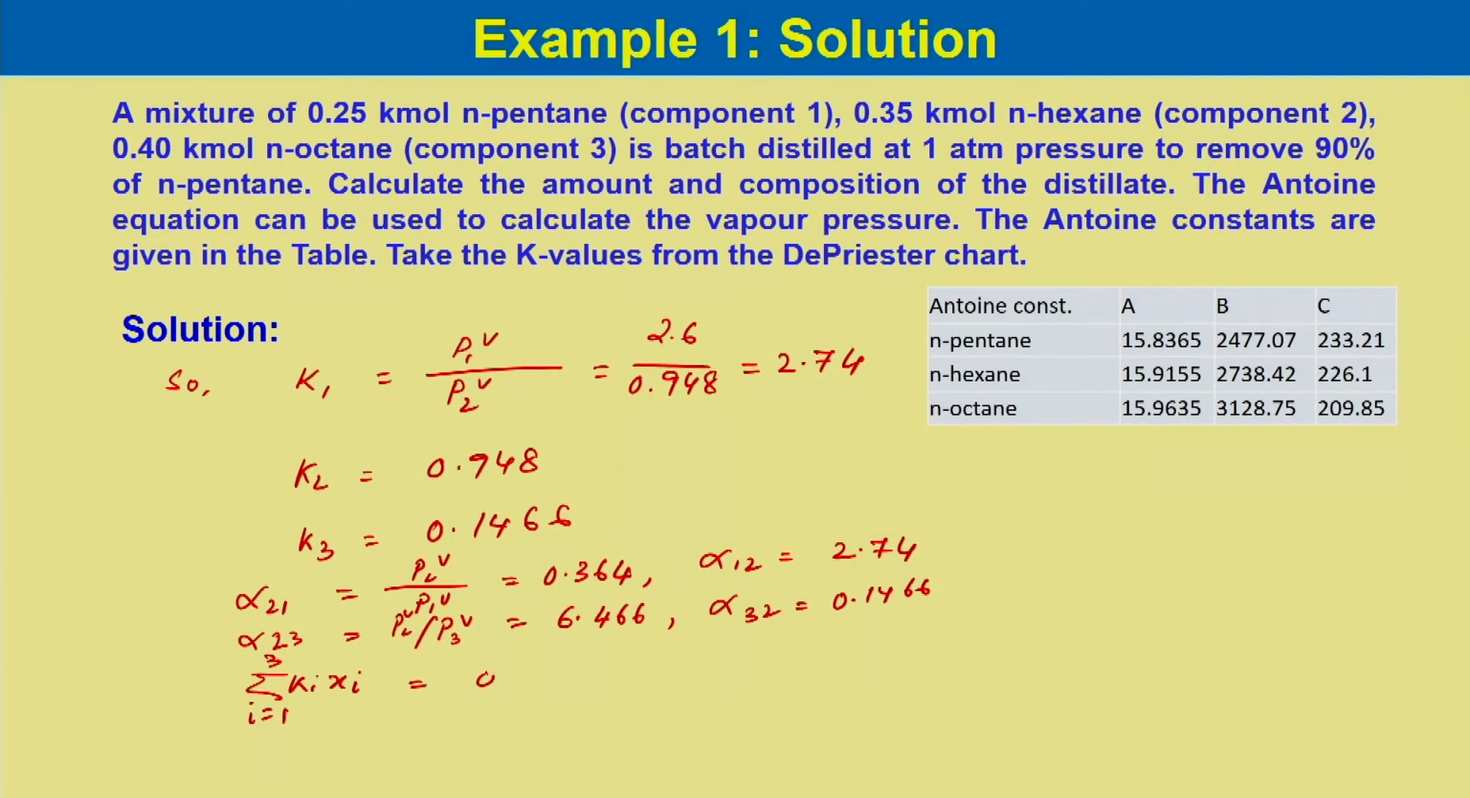Now, we can check the values of Ki xi, summation over i equal to 1 to 3. So, this would be 0.25 into 2.74 plus 0.948 into 0.35 plus 0.4 into 0.1466, which is equal to 1. So, that means the temperature which we have obtained is correct as a bubble point.